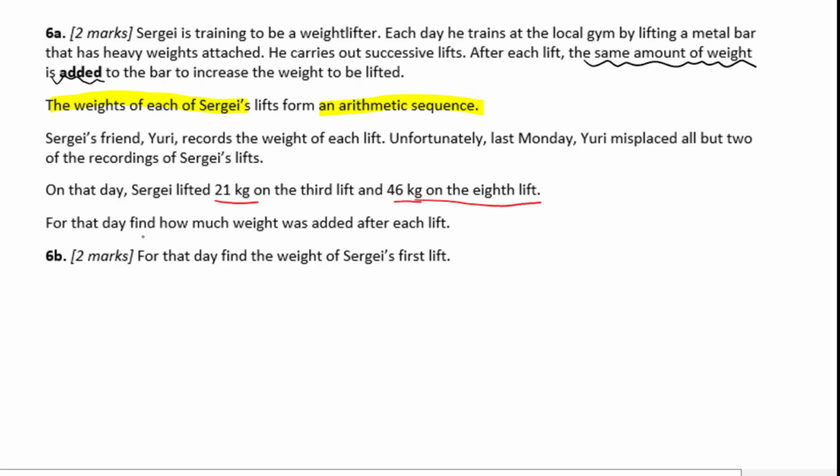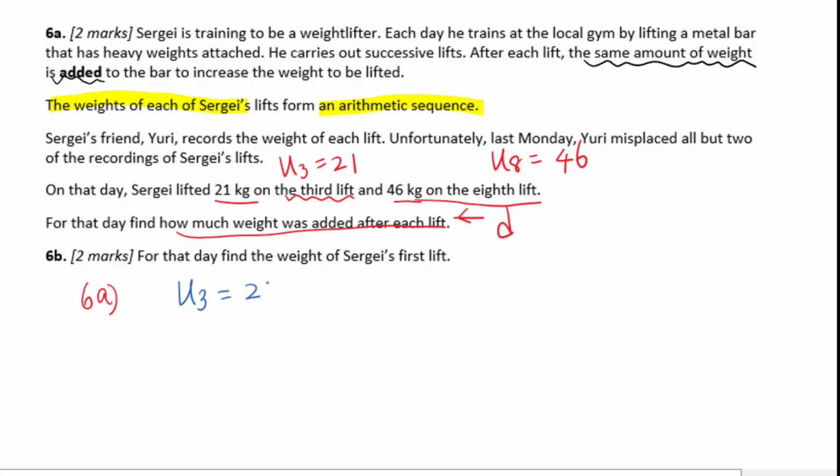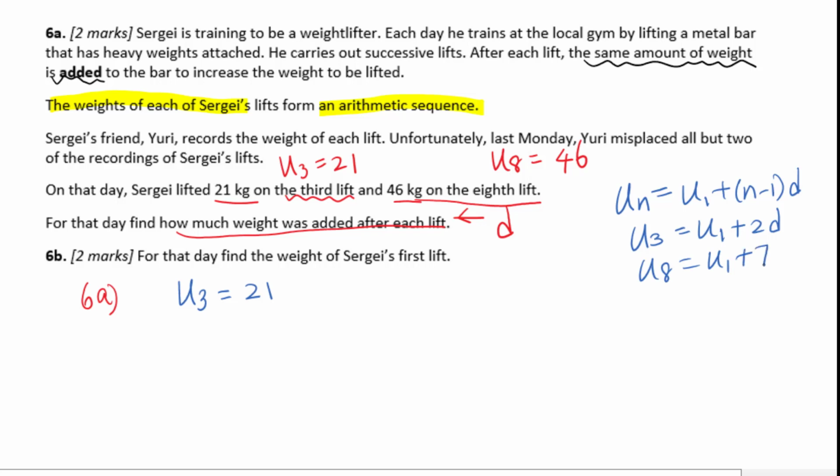The weights of each of Sergey's lifts form an arithmetic sequence. Sergey's friend Yuri usually records the weight of each lift. Unfortunately, last Monday, Yuri misplaced all but 2 of the recordings of Sergey's lifts. On that day, Sergey lifted 21 kilograms on the 3rd lift and 46 kilograms on the 8th lift. For that day, find how much weight was added after each lift.